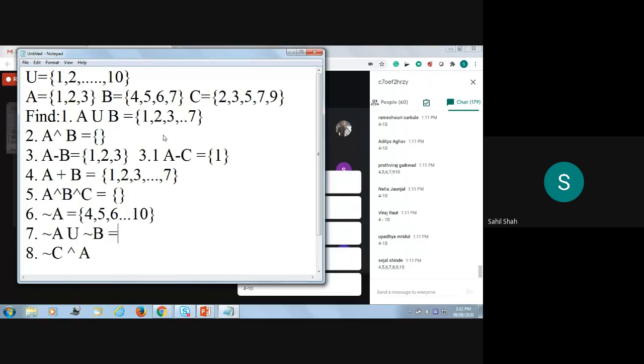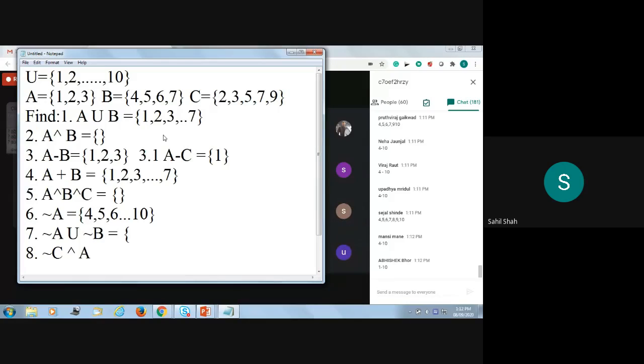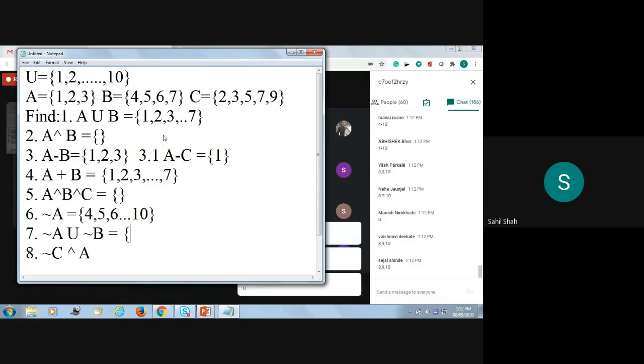Okay, good to see that all of you are taking interest and solving. I am waiting for the answer for example 7 now. Negation A, union negation B. Who said 1 to 10? We have to compute negation A, union negation B. Okay, step by step. Sejal, Vaishnavi, you are saying 8, 9, 10. How come? I think the answer should be 1, 2, 3 up to 10, isn't it?